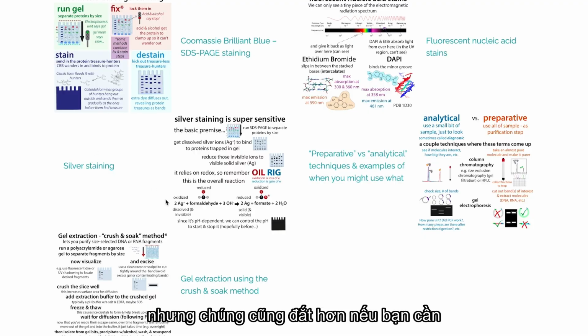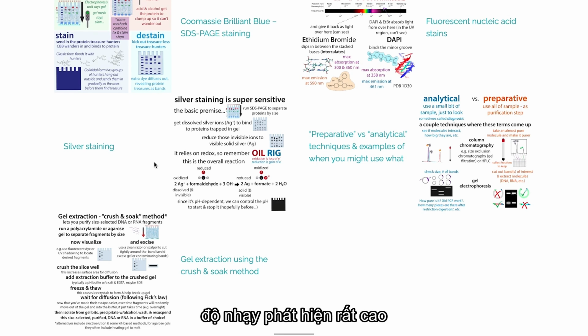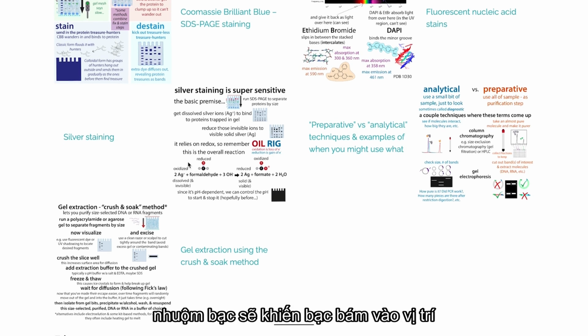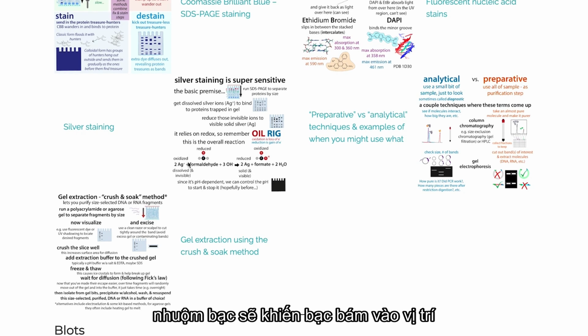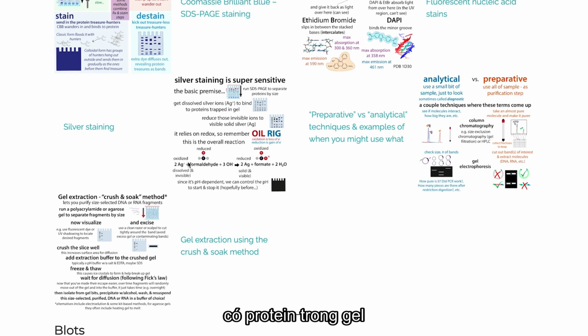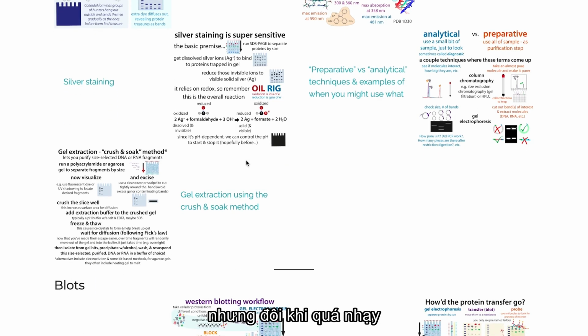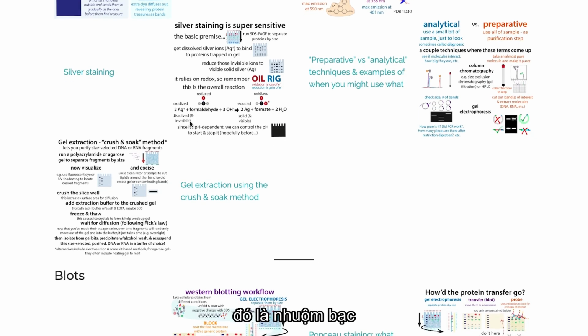If you need really, really sensitive detection, silver staining is often what you turn to. Silver staining is going to make silver deposit where the proteins are located in the gel. It's kind of a pain to run. There's a bunch of different steps, and also it's really easy to let it go over, and then your whole gel just turns black. But it is very, very sensitive, but sometimes a little too sensitive. So that's your silver staining.